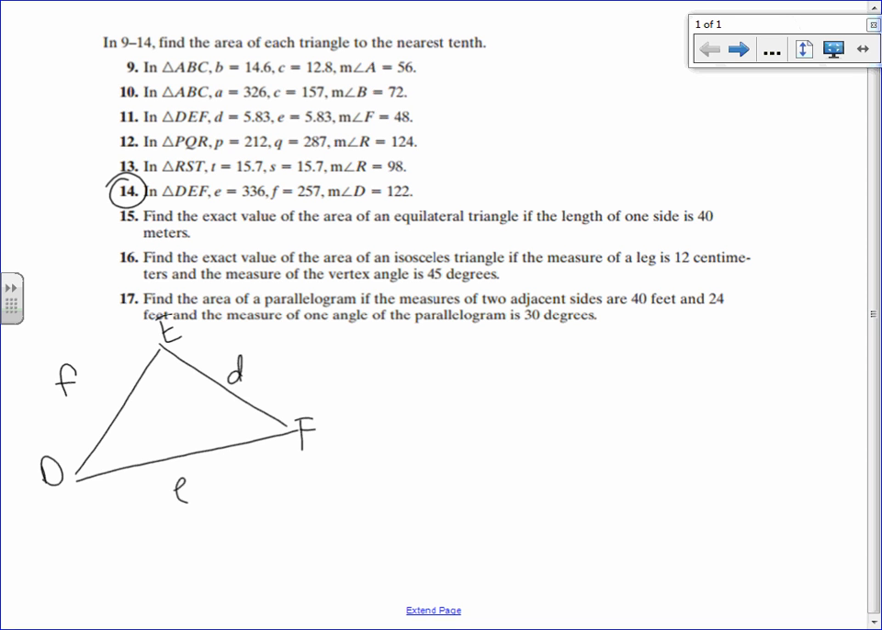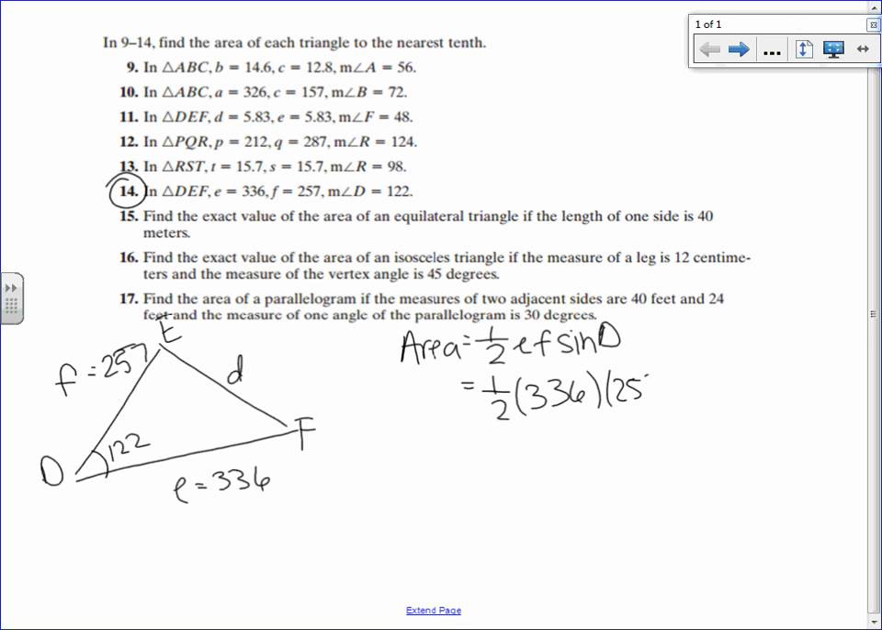And they tell me that little e is equal to 336, little f is equal to 257, and the measure of angle D is 122. I'm finding the area. All right, this fits my requirement for area: two sides, included angle. So my area is going to equal 1/2 E times F times the sine of D, which I can plug in. So that's 336, 257, and the sine of 122.